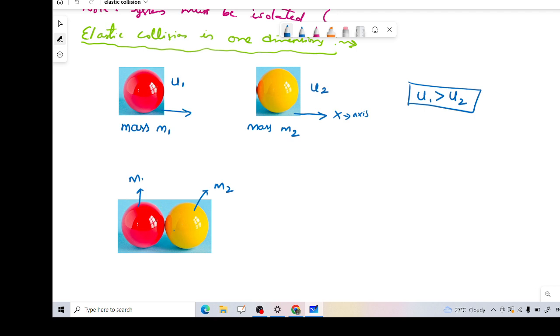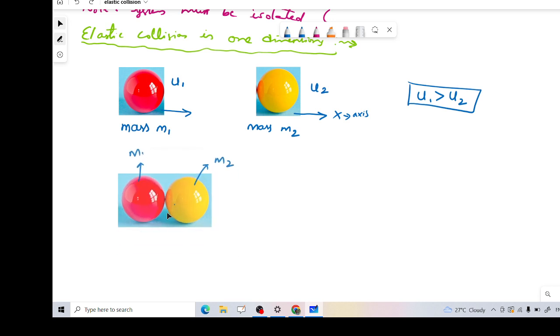After this collision, they shouldn't be in a coupled position. So again, these objects make a movement here. Again this m1 object will come here, sorry.